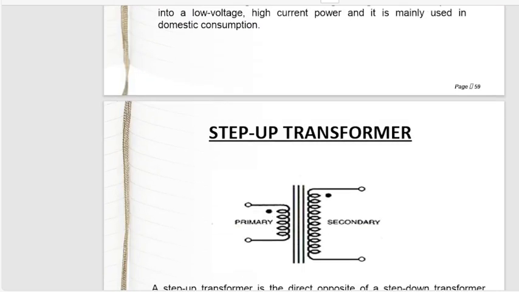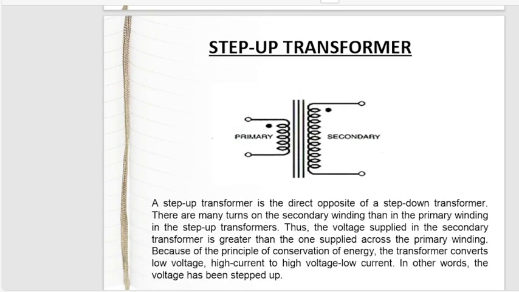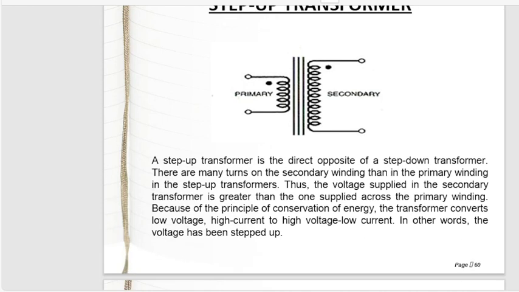Next, if we talk about step up transformers, you can see here a step up transformer is the direct opposite of a step down transformer. There are more turns on the secondary winding than on the primary winding, and in the step up transformer, thus the voltage supplied in the secondary is greater than the one supplied across the primary winding. Because of the principle of conservation of energy, the transformer converts low voltage high current to high voltage low current. In other words, the voltage has been stepped up.